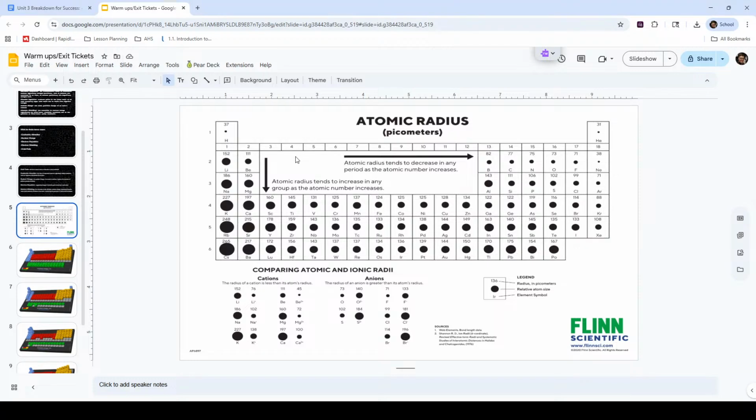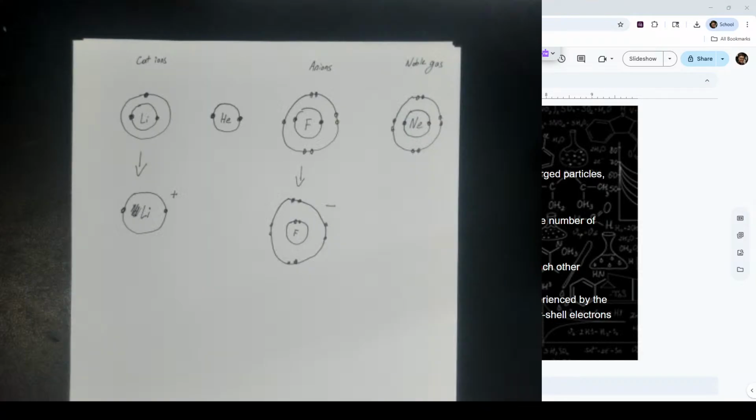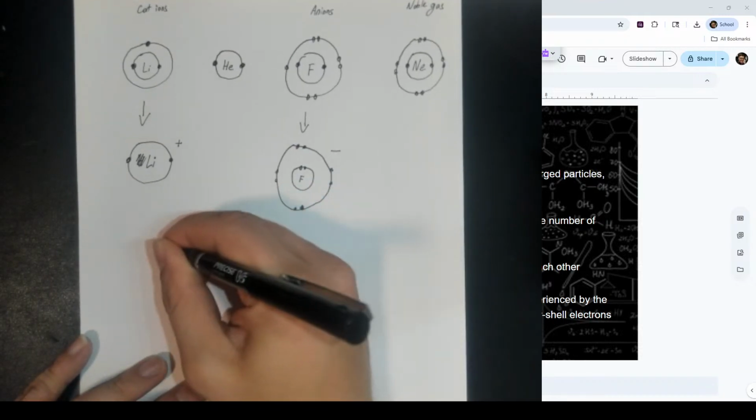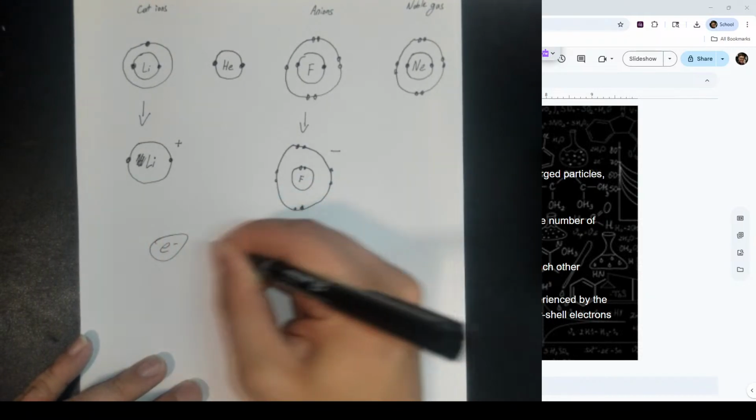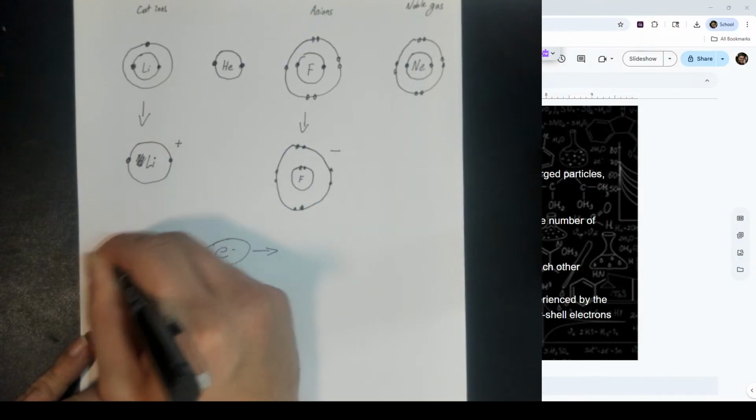All right, let's go to the next idea. So that's nuclear charge and Coulombic attraction. Electron repulsion is kind of the opposite of Coulombic attraction, if you want to think about it that way. I mean, it still has to do with Coulomb's law and charged particles, but it's the fact that all electrons have a negative charge. So if you put a negatively charged thing next to another negatively charged thing, if I put an electron next to an electron, they're going to want to push apart. They don't want to stick together.